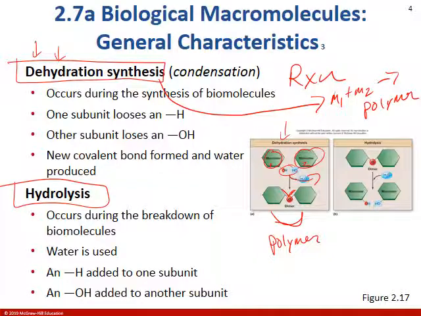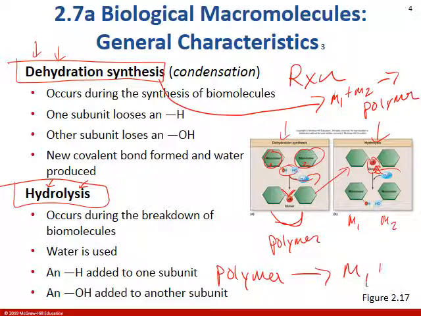So hydrolysis, hydro, water, lysis, split. So here's hydrolysis. We have this same dimer. We want to split it back into its individual monomers. So we insert water. We're basically doing the opposite of what we did in dehydration synthesis, right? So we push water in here. It separates the dimer, and now you have monomer 1 and monomer 2. So hydrolysis is if you have a polymer and you break it down into one monomer plus another monomer.